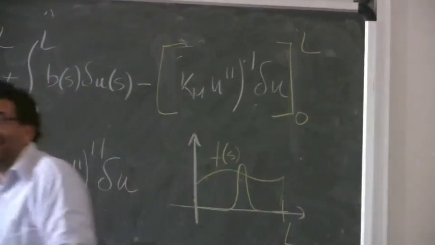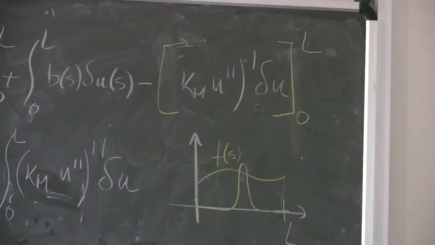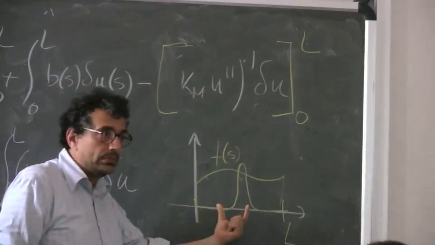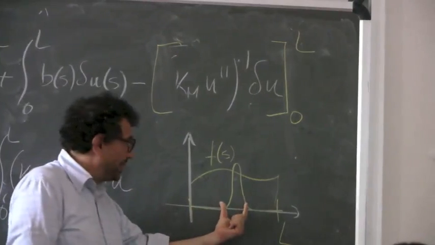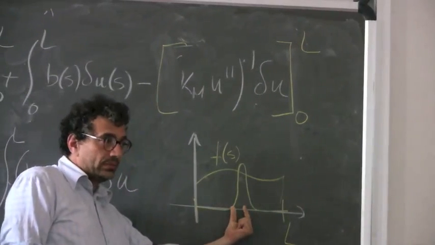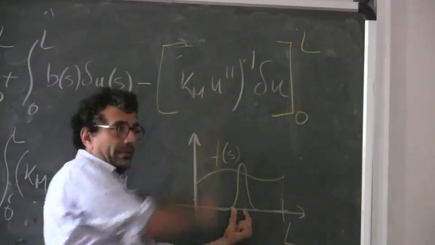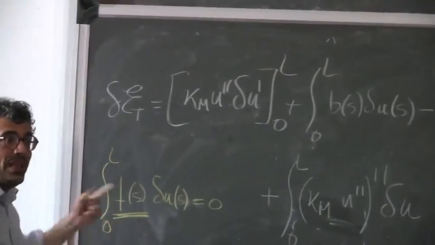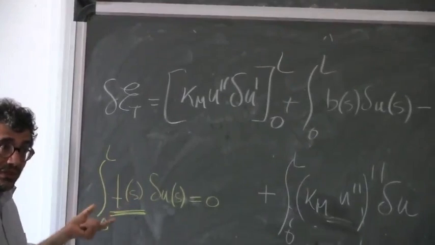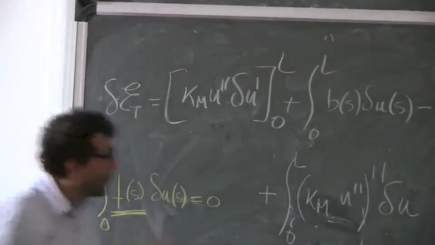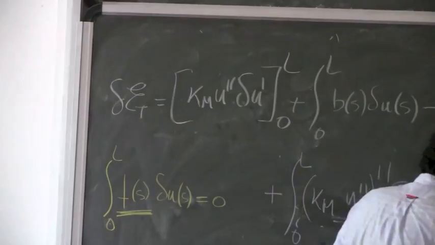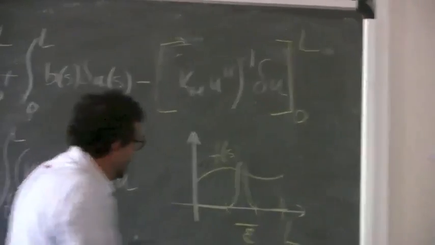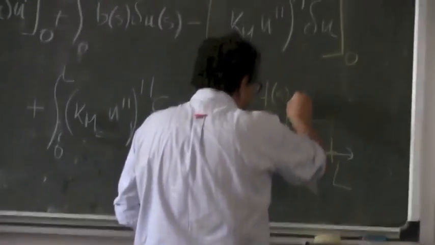You choose for delta s a function like this. You do it very, very narrow and very, very high. You apply here the theorem of the mean of an integral. So, imagine that this is large epsilon and this is high h.